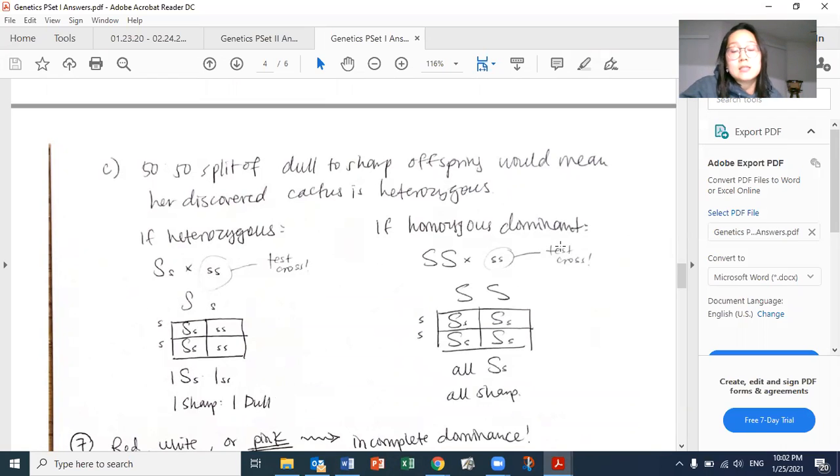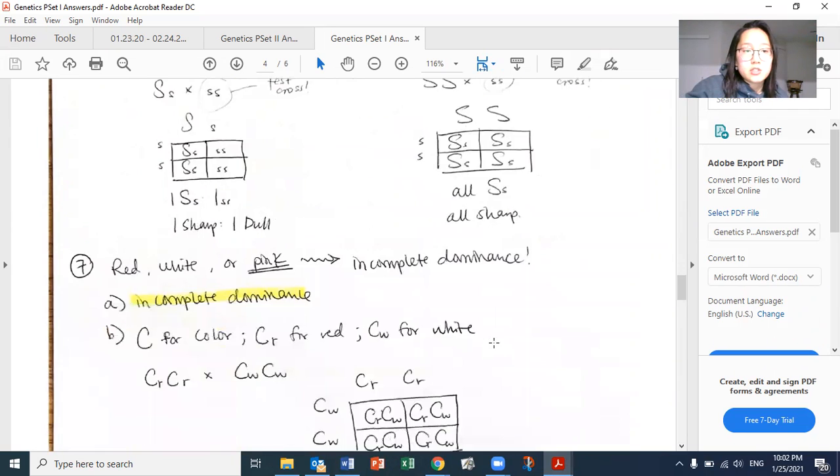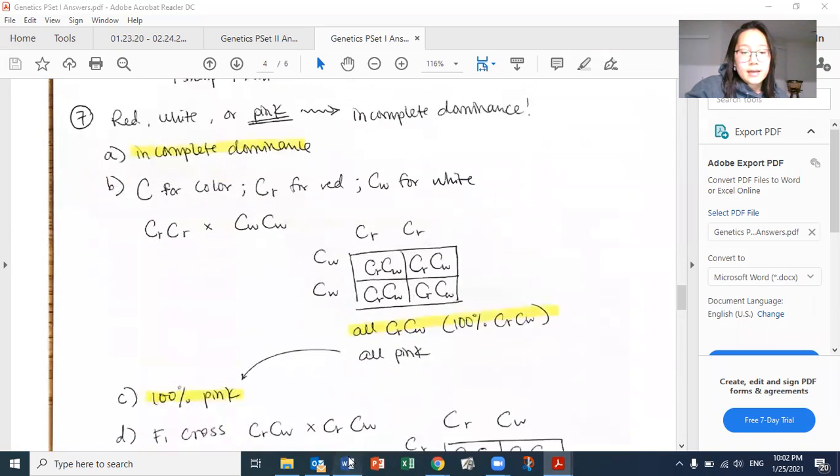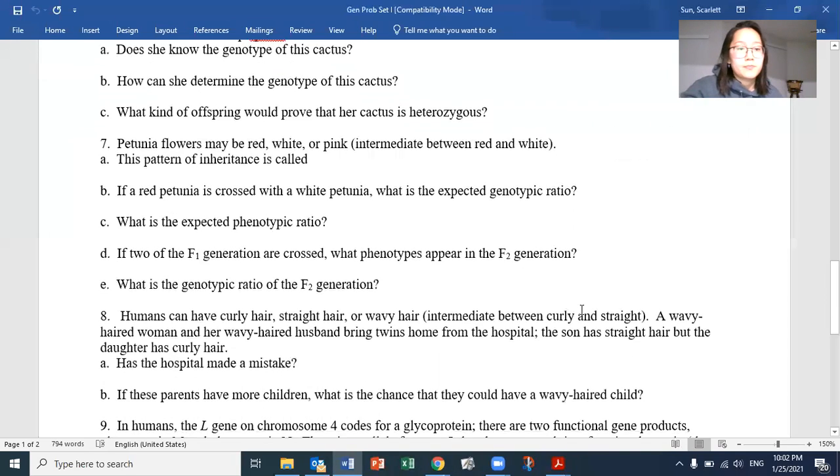However, if the cactus that she discovered is homozygous dominant, the cross would look like this for a test cross. Remember, you're crossing with the homozygous recessive. And honestly, all of the offspring would probably end up being sharp spined, because they would be heterozygous and they would always have a dominant allele. So the test cross is super useful in figuring out what the genotype of an unknown parent is.